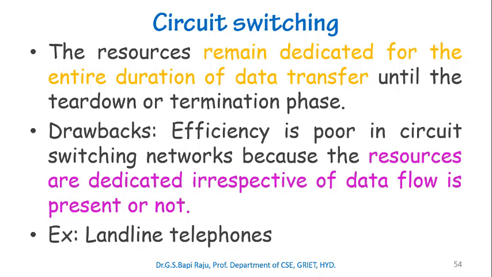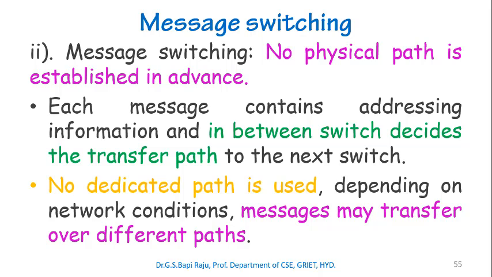The drawback is that efficiency is very poor in circuit switching networks because the resources are dedicated irrespective of whether data flow is present or not. And the best example is landline telephones.